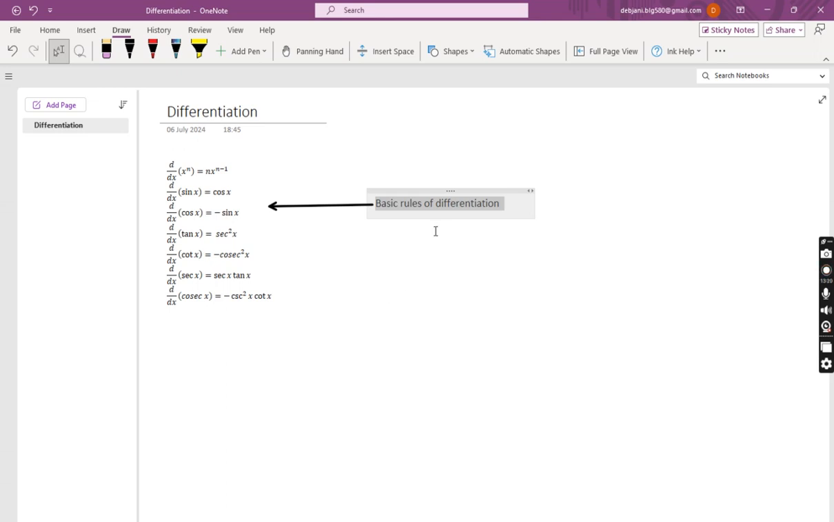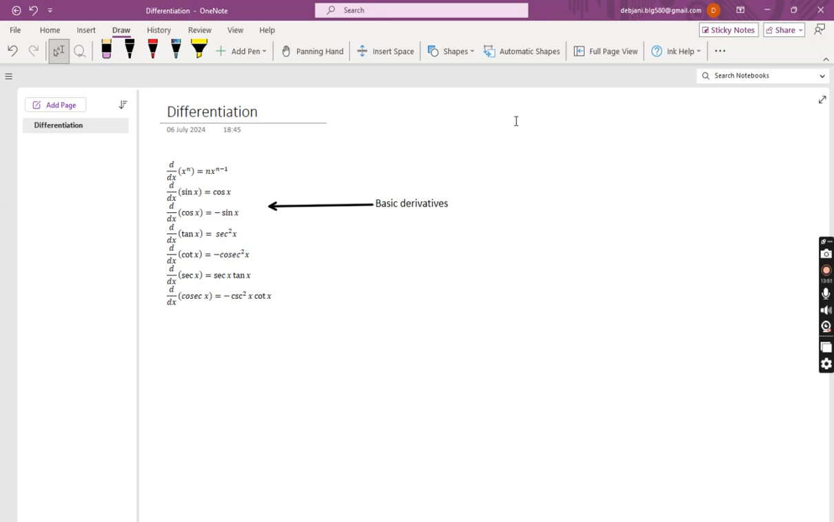These are the basic derivatives. If someone asks you the rules, there are plenty of rules. There are 4 rules. I will explain the chain rule also.